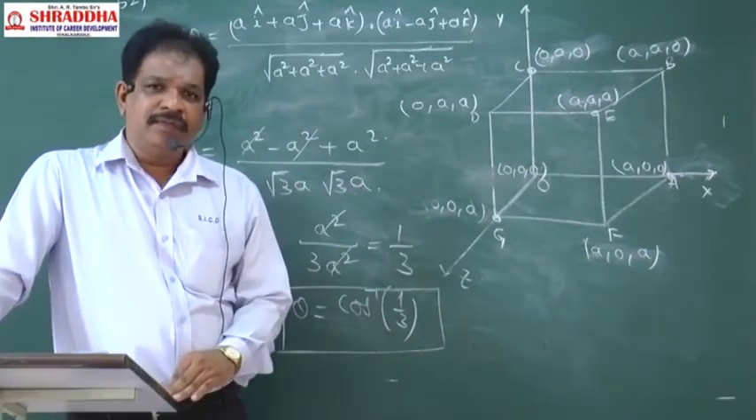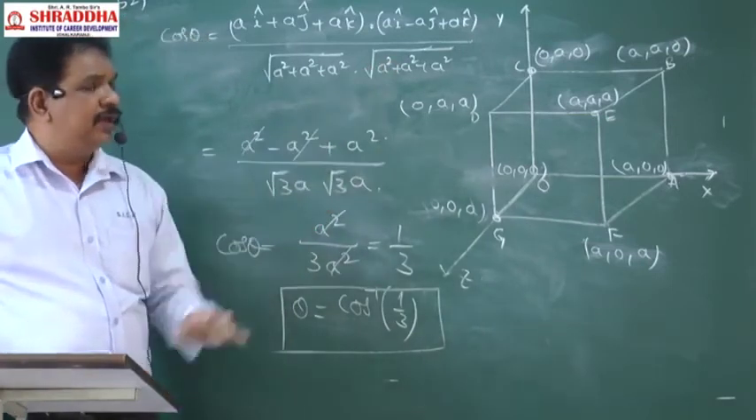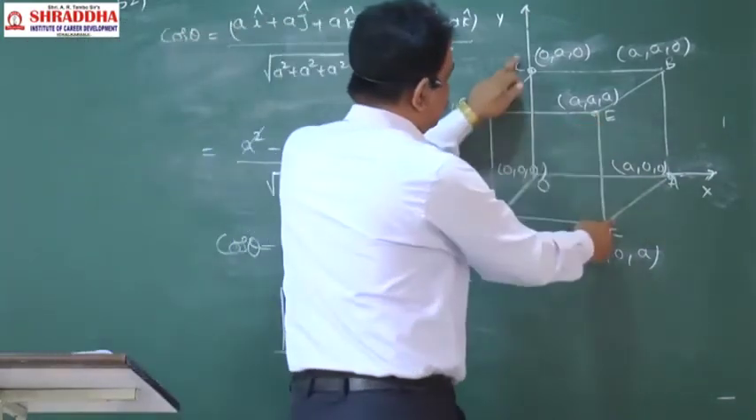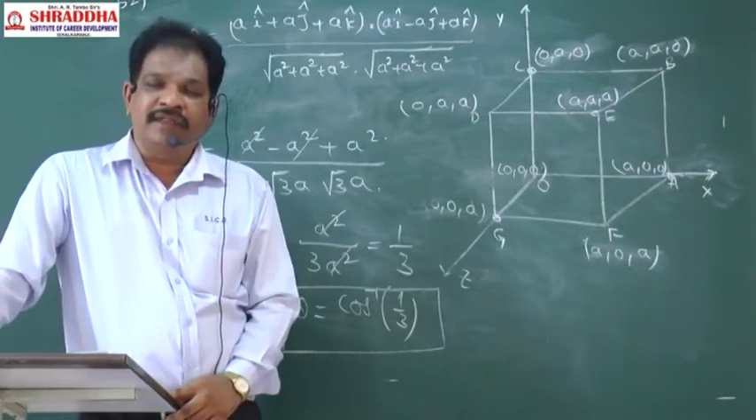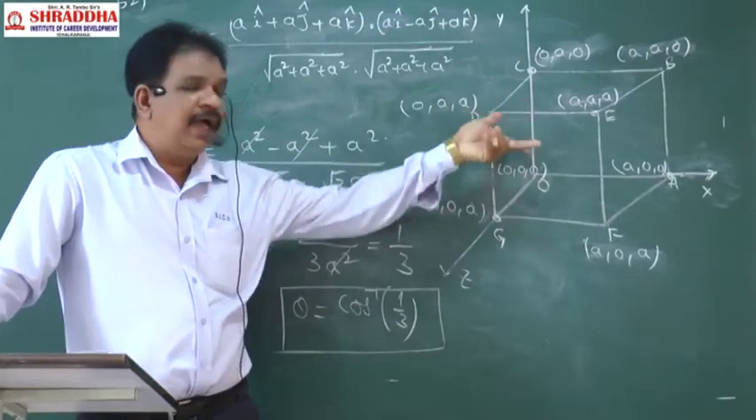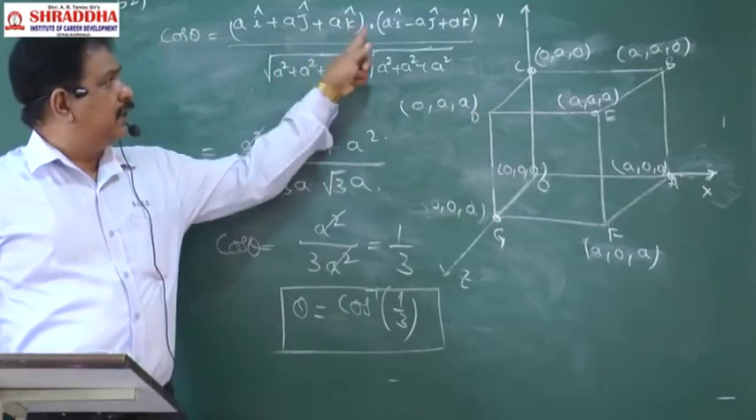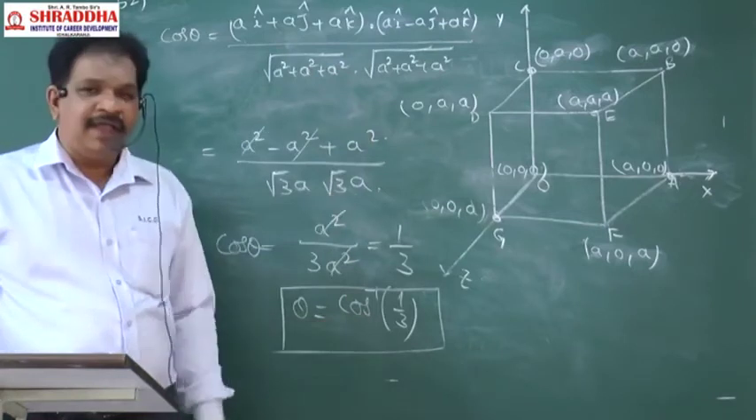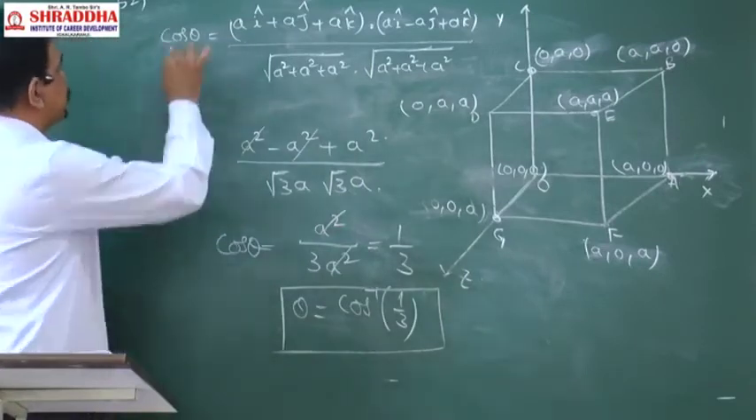Simple only. How to do that one? First write the coordinates. One diagonal, this will be another diagonal. Write the vectors for those diagonals, the length of those diagonals, and find the angle between the two vectors. Then we will get the dot product of the vectors divided by the magnitudes of those vectors. We got it as cos inverse 1 by 3. This is B.